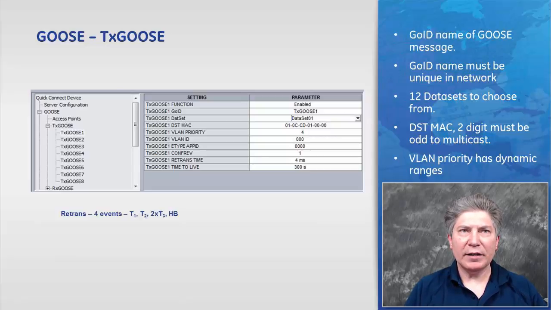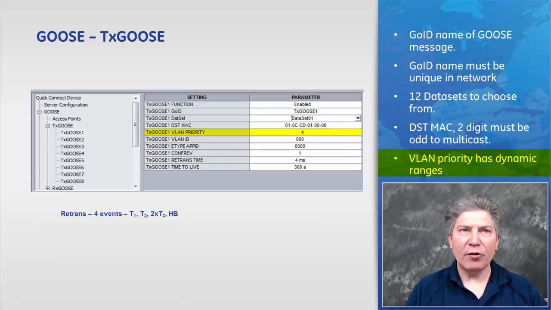Next, the GoID is the name of the Goose message that needs to be unique within the system. So in our network, each Goose message has to have a unique name. Next, the DatSet allows us to select one of the 12 predefined data sets. The DST MAC, the destination MAC field, requires that the multicast bit be set to true. In other words, the second digit has to be an odd number.